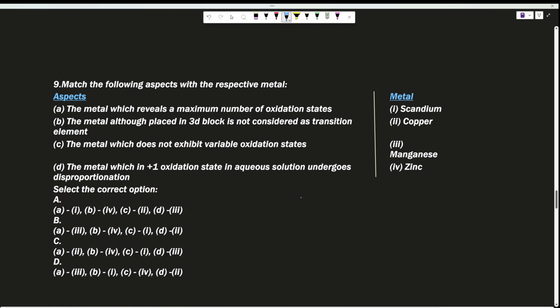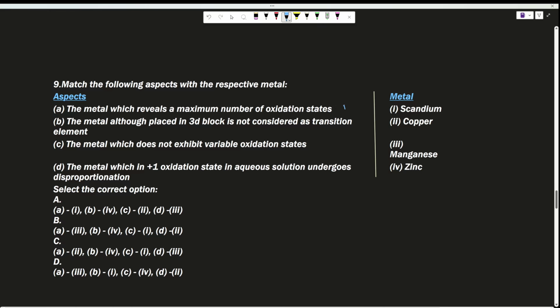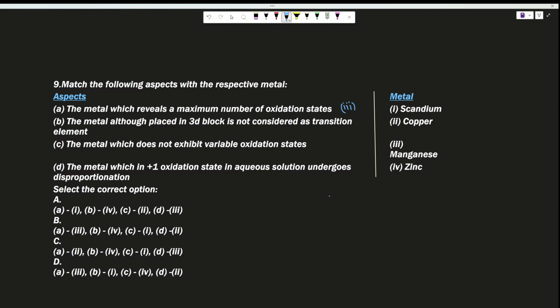Match the following aspects with the respective metal. Here some aspects are given and the metals are given. The metal which reveals a maximum number of oxidation states: out of all these metals, we know that manganese gives the maximum oxidation states. Because as you move to the right, the number of unpaired electrons will increase up to manganese, and after that, due to pairing, the unpaired electrons will decrease. So manganese shows the maximum there.